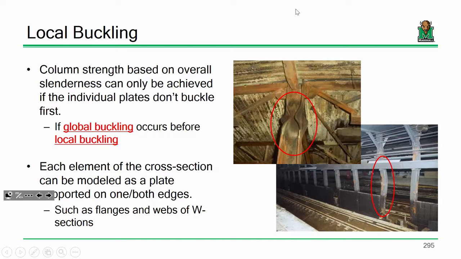This image here down below, I will admit, it's kind of tough to see, but this is a column in a subway station, and you can see we have some local buckling that's happened right here along the flanges. Yes, sir?